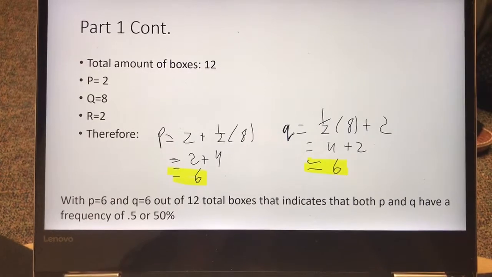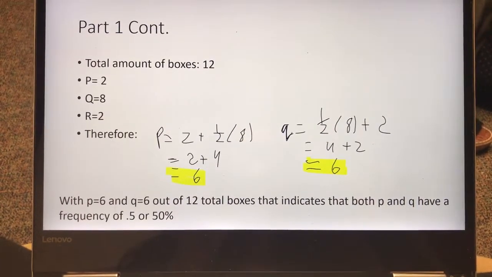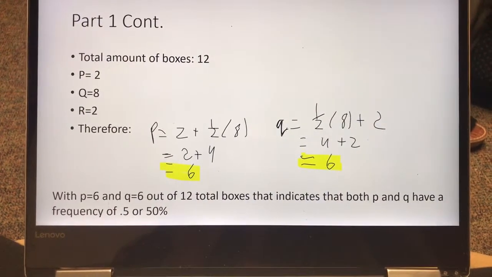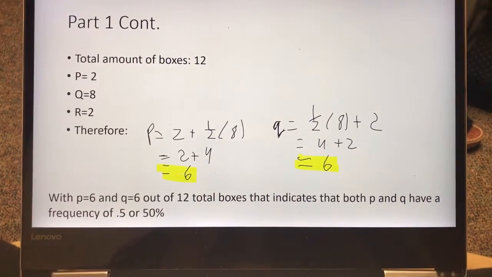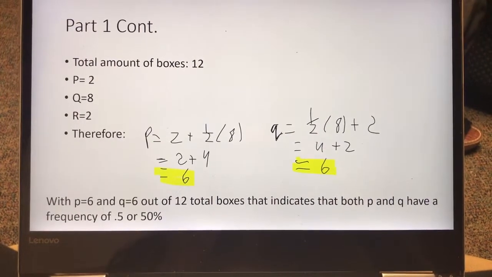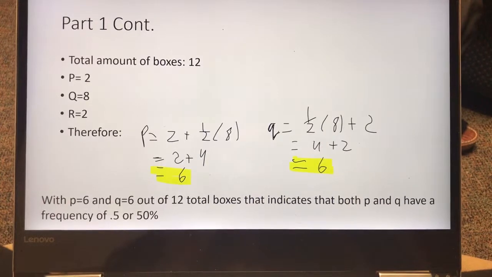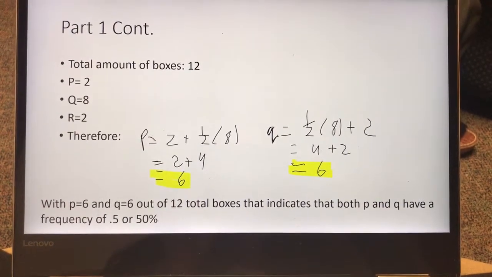And so we use the given equation of small p equals large P plus 1/2 large Q, and small q equals 1/2 large Q plus R. And so we see here that they both equal 6, and with p and q both equaling 6 out of the 12 total options, that indicates that both small p and small q have a frequency of 0.5 or 50%.